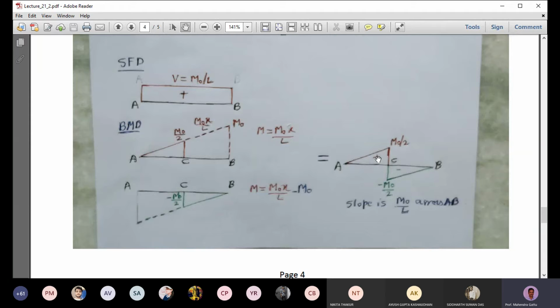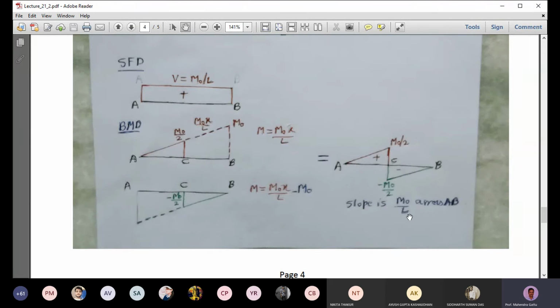What you see here, the bending moment is positive between A to C, and it is negative between C to B. Another thing you can see is the slope. This AC length is L by 2, and this value is M0 by 2. So the slope will be M0 by 2 by L by 2, so it will be M0 by L. Similarly, what is the slope of this line between C to B? Again, it is the same thing. It is M0 by L, and it is a positive slope. So the slope of the bending moment diagram is the same.